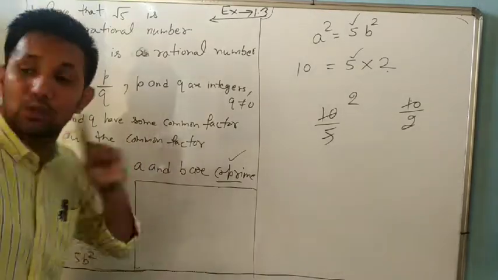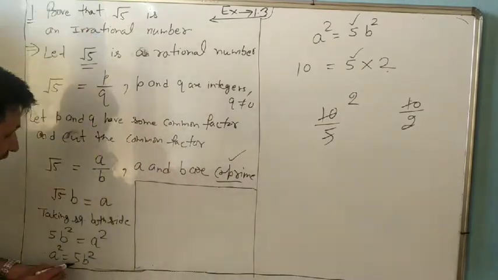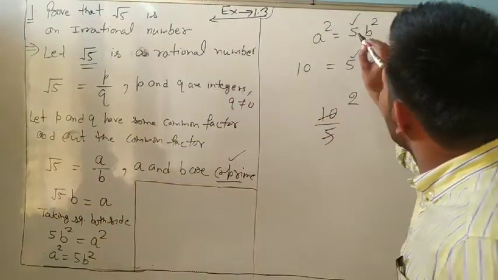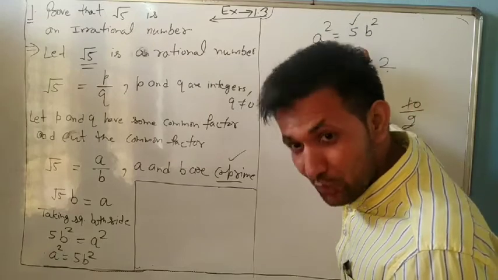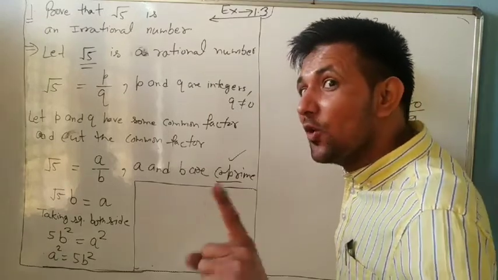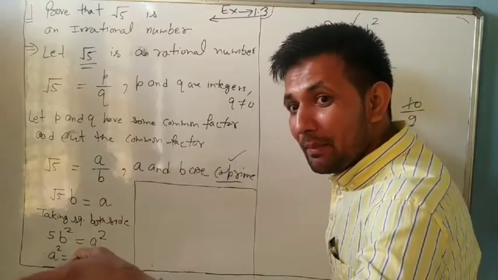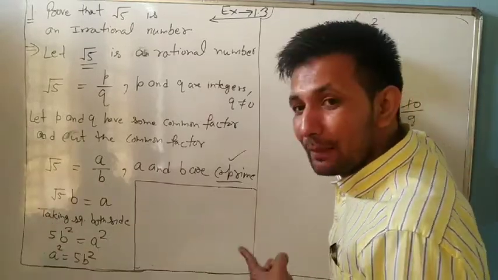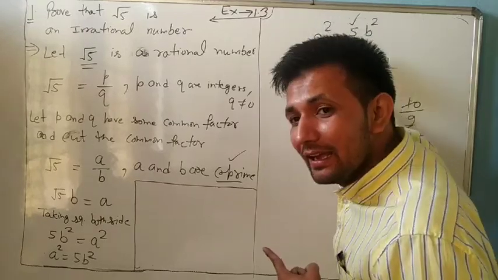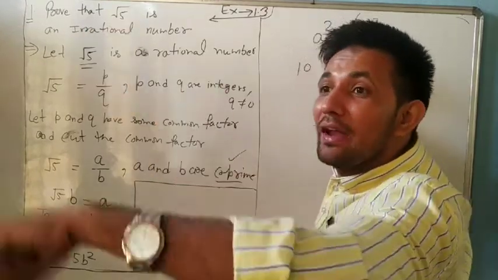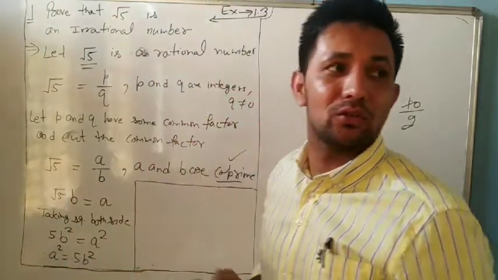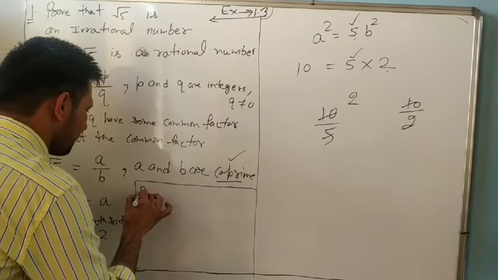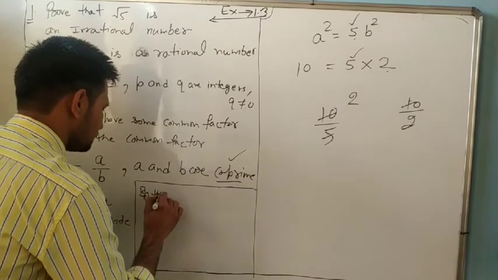Now we will use the theorem. What is a square equals 5 into b square? So what is the meaning? It means 5 divides a square. What I told you: let p be a prime number. If p divides a square, so prime, what is prime? 5. 5 divides a square, then 5 divides a also. Understand or not? By the theorem, you can write.